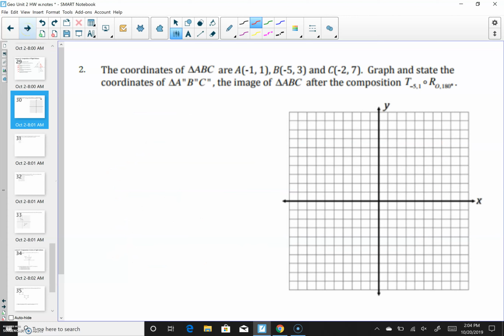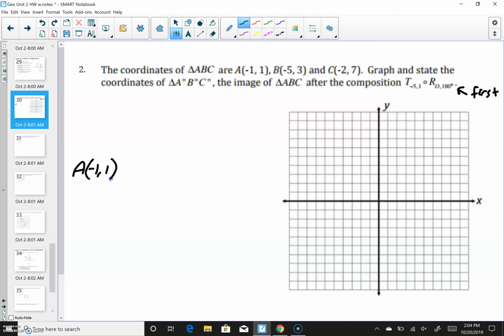In the second one, the coordinates of ABC are A (-1, 1), B (-5, 3), and C (-2, 7). Graph and state the coordinates of triangle A double prime, B double prime, C double prime, the image after the composition T(-5, 1) composed with a rotation around the origin of 180 degrees. Now, we have to remember that we always work from right to left, so we have to do our rotation first. And although it doesn't want the single prime coordinates, I usually always write them.